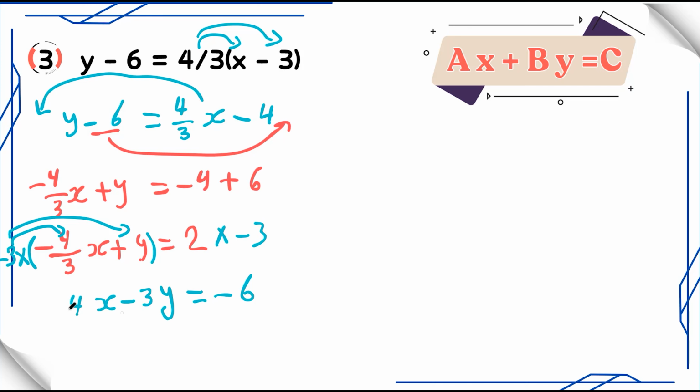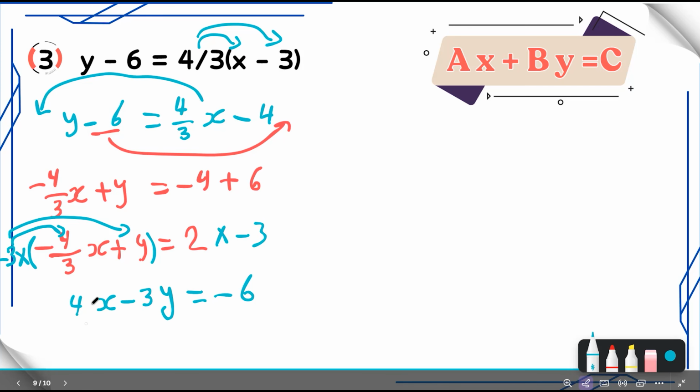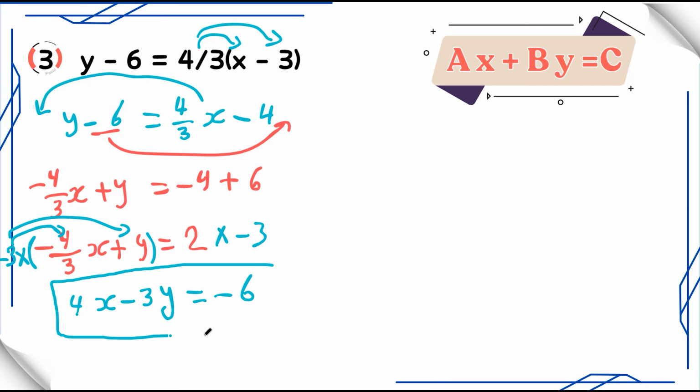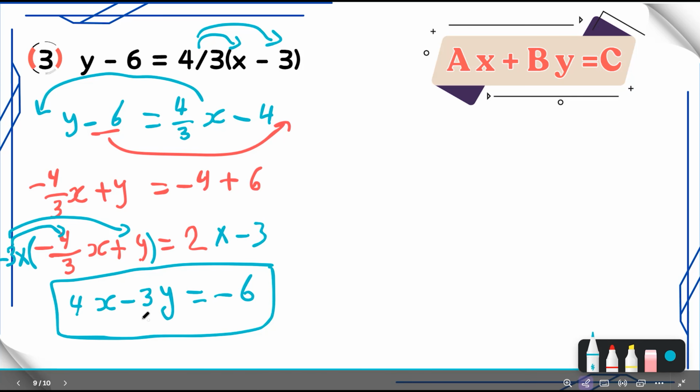Check again. A is a positive integer, yes, it's 4. B is negative 3, an integer number, yes. Then this is in standard form, with x and y on the left side.